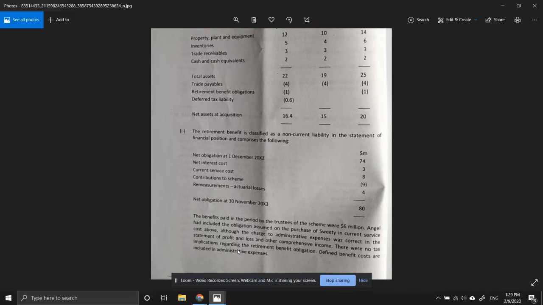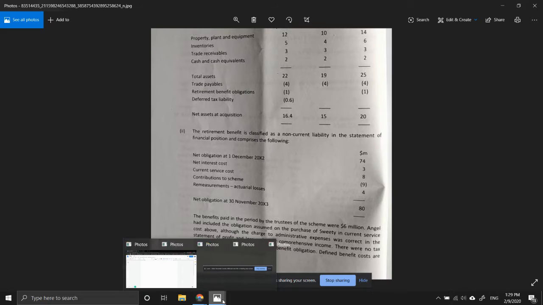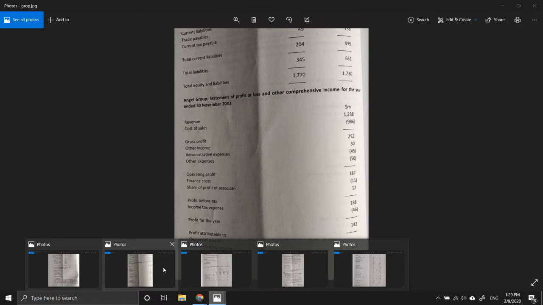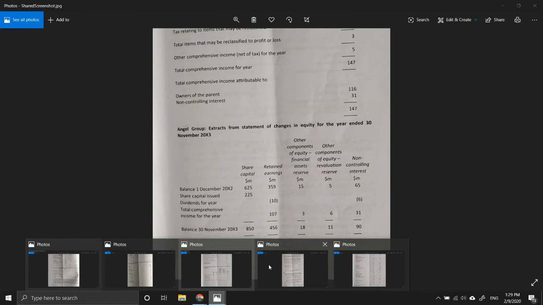Okay, so defined benefits are included in administrative cost. That means it will be reduced from. So basically what you do is that service cost is generally charged to SOPL, right? So we will have to eliminate that as well. So what else are we required?